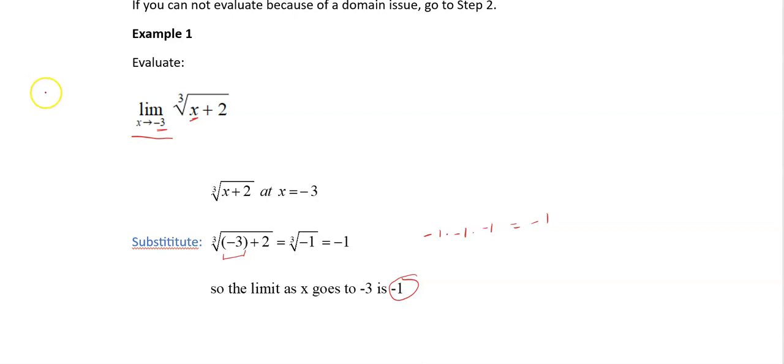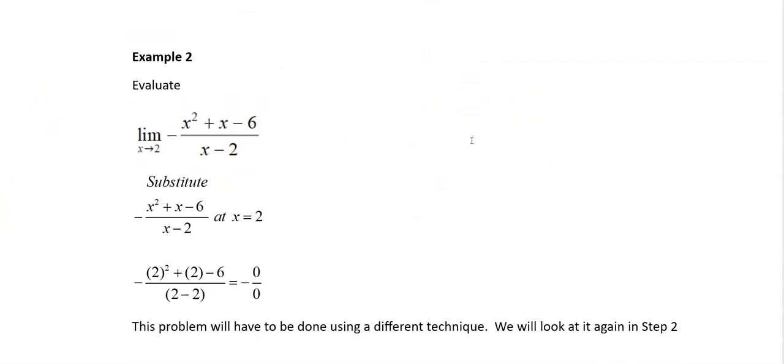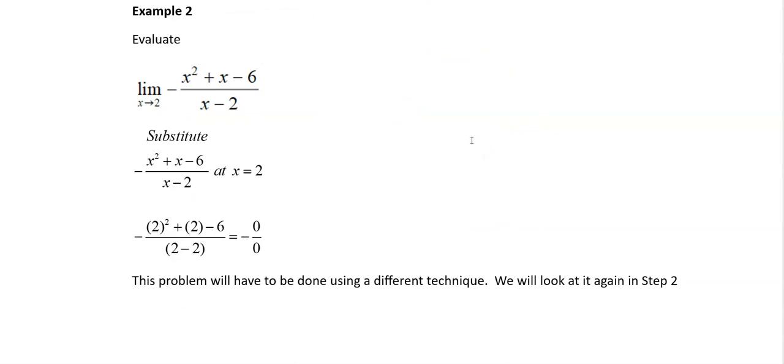Now let's go on to another type of problem where maybe it doesn't work. So in example 2, here we have what we call a rational function. It's two polynomials divided by each other. In this case, a quadratic, degree 2, and a linear, degree 1 polynomial. We are asked to evaluate the limit as x goes to 2 of negative, note that negative sign, sometimes we miss those, of x squared plus x minus 6 all over the quantity x minus 2.